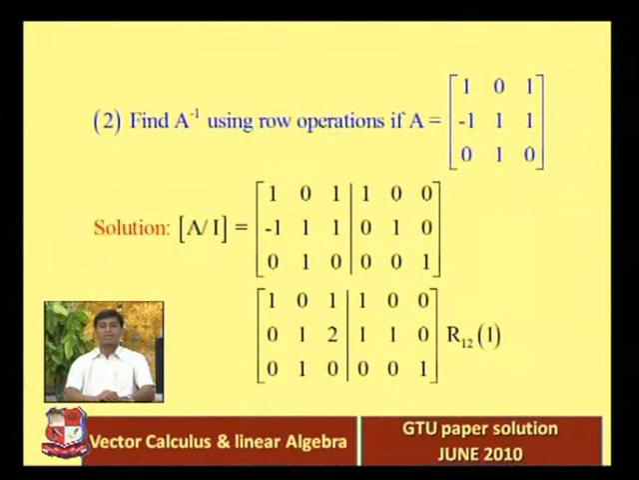Now you can see in the first column, on the left-hand side, we have leading entry 1, and below that leading entry we now have 0. In the second row we have leading entry 1, and below that leading entry we want to make 0. Above that leading entry we already have 0. So the next process is we multiply the second row with minus 1 and add it into the third row.